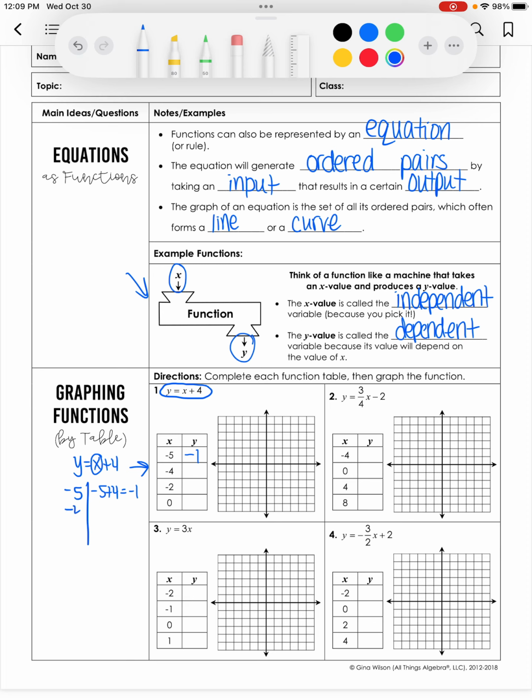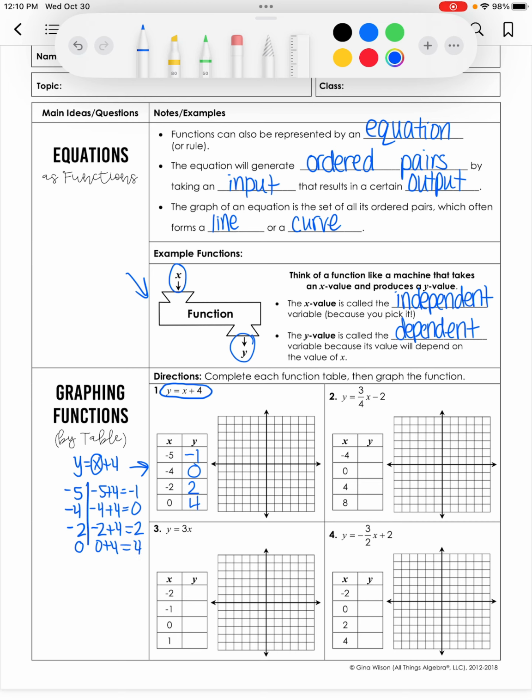Then we do it again with now -4 being the input. We take -4 and we replace it in for x. It turns into -4 plus 4. We solve it out. That equals 0. So when we have x equals -4 as our input, 0 is our output. When we have -2 as our input, -2 gets replaced in for x. We add 4 to it. -2 plus 4 is 2. And then the last one, 0. 0 plus 4 is 4.